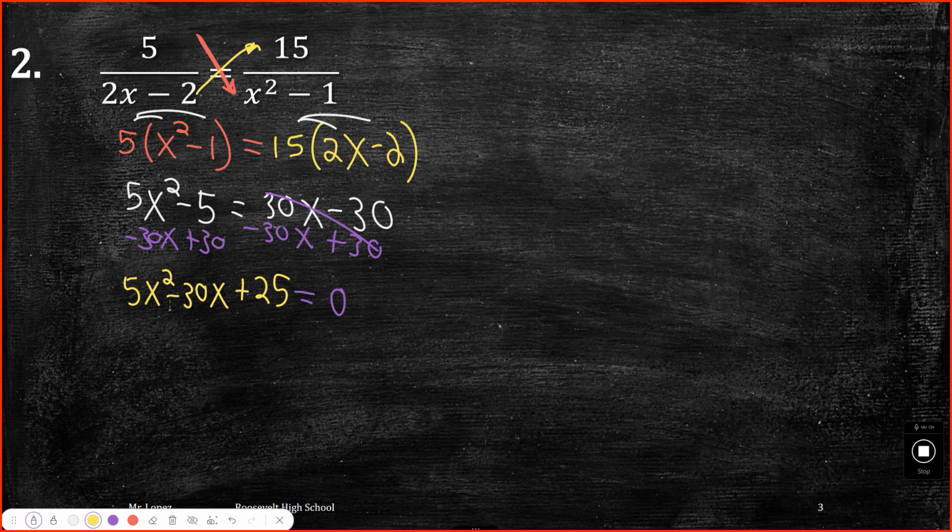So now what I could do is divide everything by 5. You can do this in your head. 5 divided by 5 is 1, so it's going to be x squared. Negative 30 divided by 5 is negative 6. 25 divided by 5 is 5. And 0 divided by 5 is 0. And then we can do the x method.